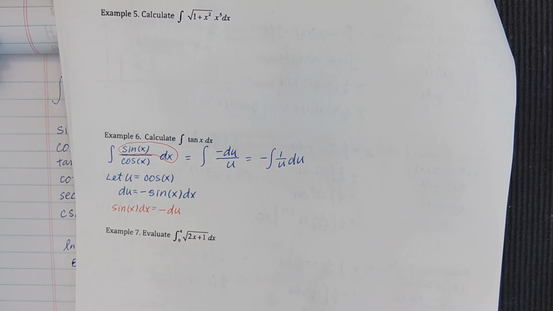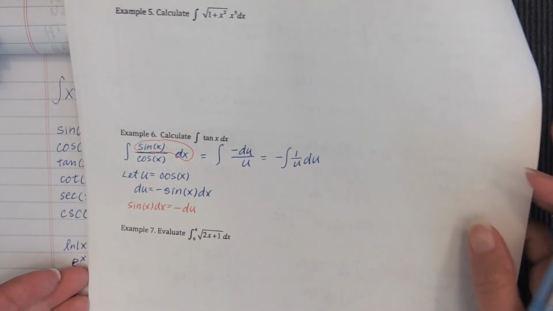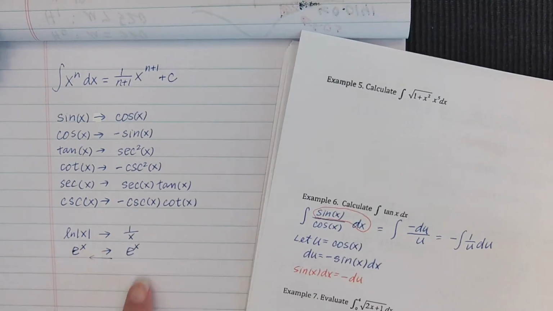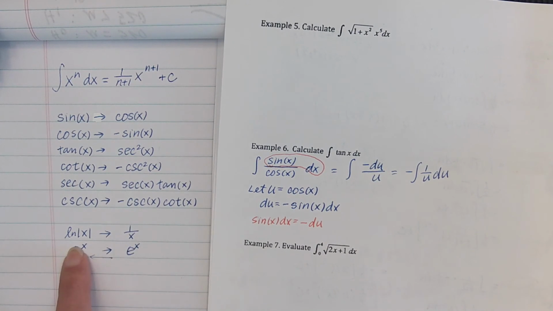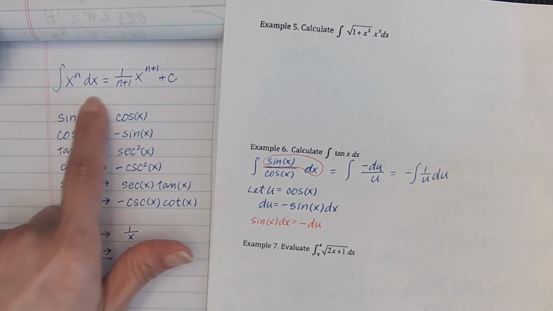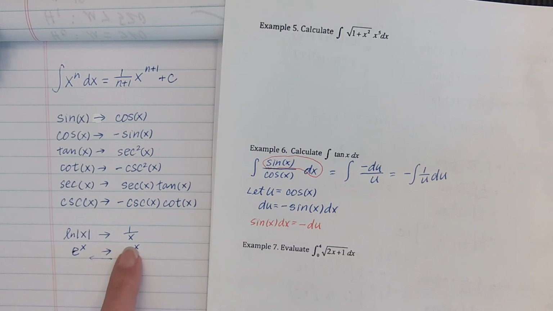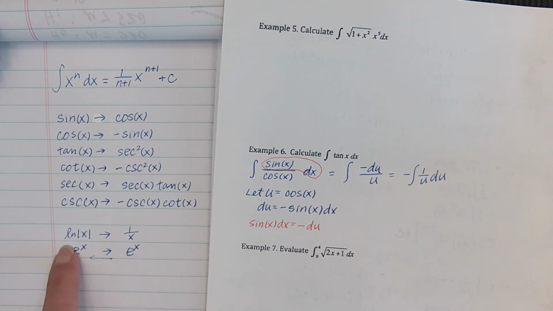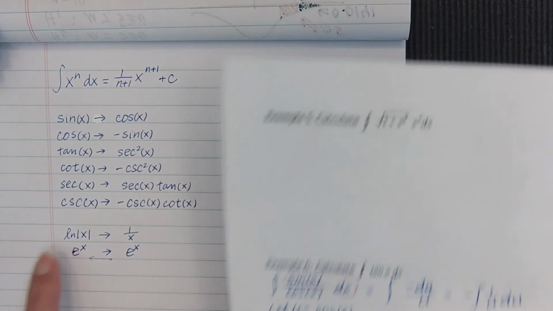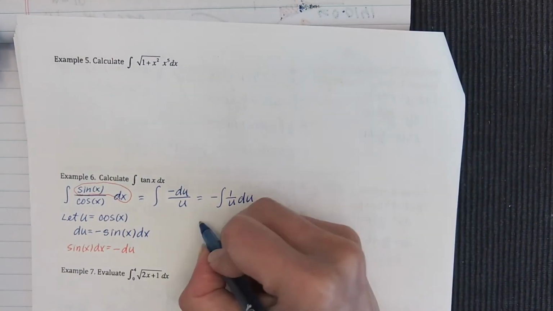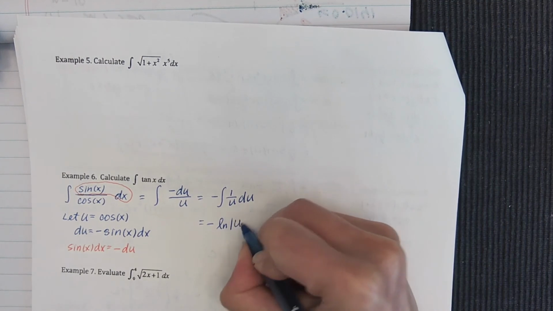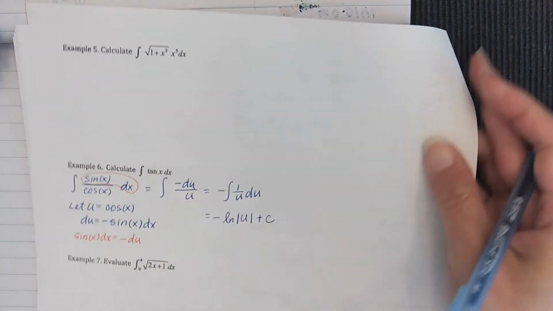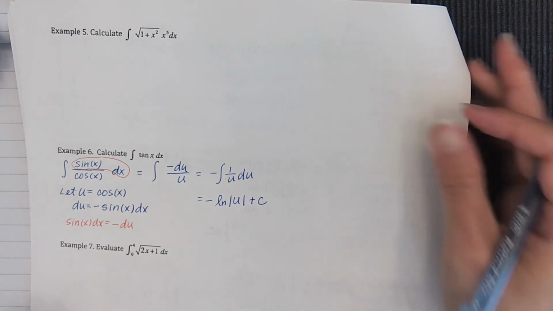Isn't 1 over x a natural log? That's right. If you see 1 over x or 1 over u, it's a natural log. Don't use the power rule, though. Power doesn't work. So 1 over u is natural log u. I need the absolute value of u, plus c. Now I got the final answer.